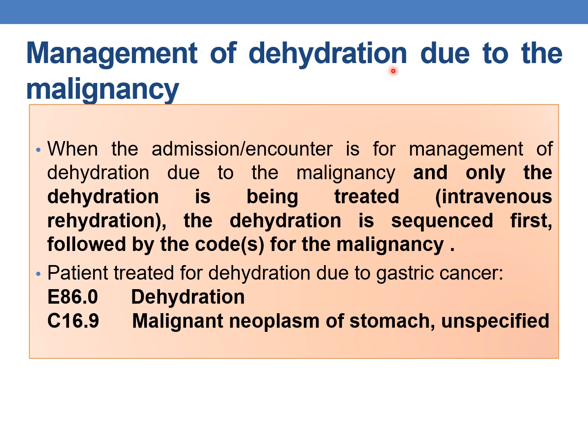Now coming to management of dehydration due to malignancy. When the admission or encounter is for the management of dehydration due to malignancy and only dehydration is being treated via intravenous hydration, the dehydration is sequenced first, followed by the code for malignancy. Let us see an example. Patient treated for dehydration due to gastric cancer. So first dehydration code is coded E86.0, followed by C16.9, malignant neoplasm of stomach unspecified.